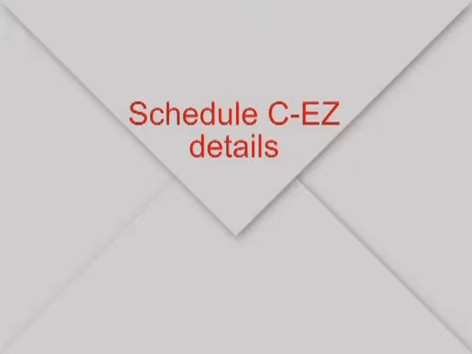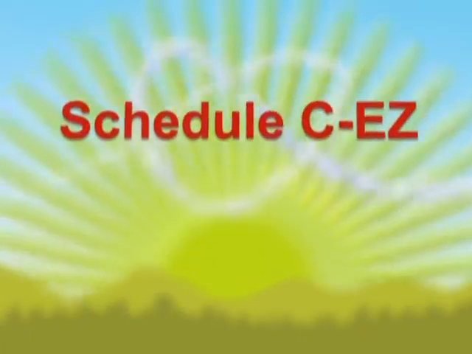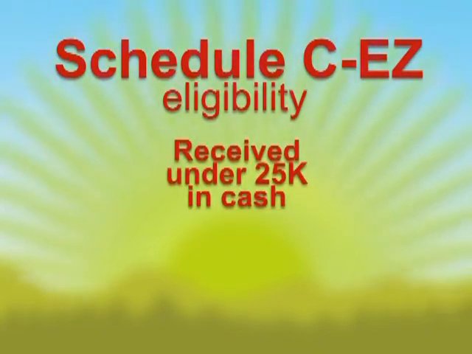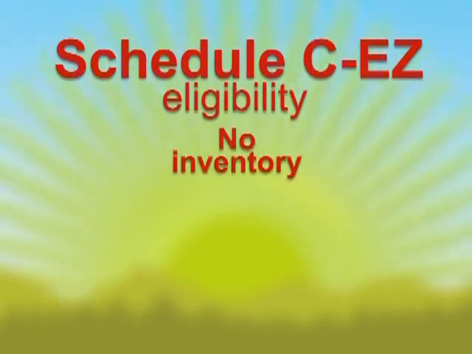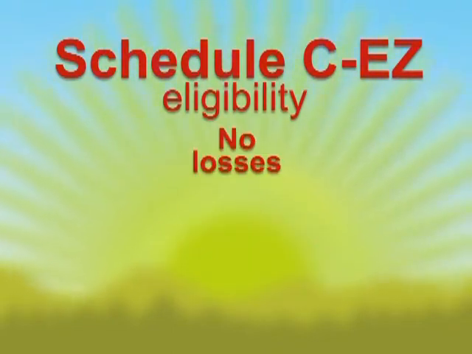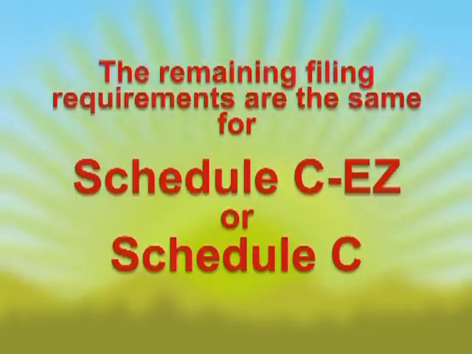As promised, here are the details on the Schedule C-EZ. A Schedule C-EZ is simpler to fill out than a Schedule C. You may be eligible to file a Schedule C-EZ if you have received under $25,000 in cash, your expenses are under $5,000, you have no inventory, no employees, you have a cash method of accounting, no losses, no depreciation, or any Section 179 write-offs. All the rest is the same if you file a Schedule C-EZ or a Schedule C, but I just wanted you to be aware of this as an option.